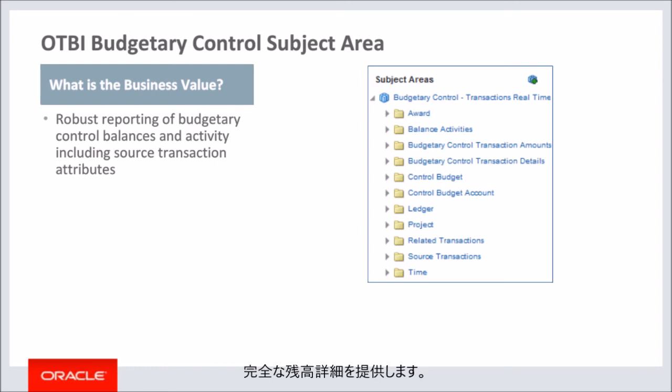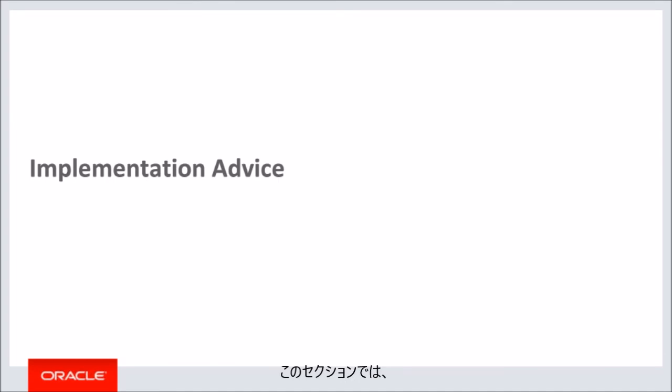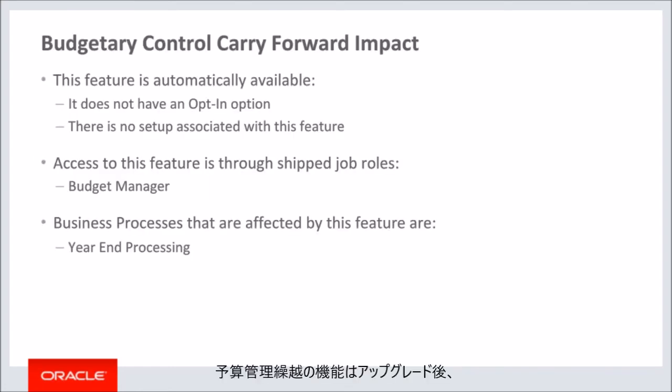In this section, we provide implementation considerations and setup instructions for the enhancements covered. The Budgetary Control Carry Forward feature is automatically available after the upgrade and does not have an opt-in option. There is no associated setup with this feature. The Budgetary Control Carry Forward feature can be accessed using the Budget Manager role. The business process associated with this feature is year-end processing.